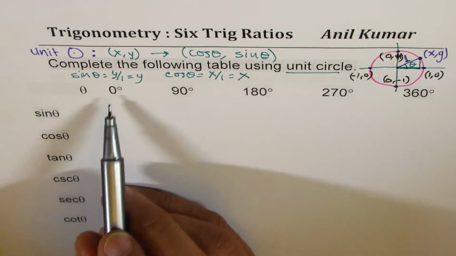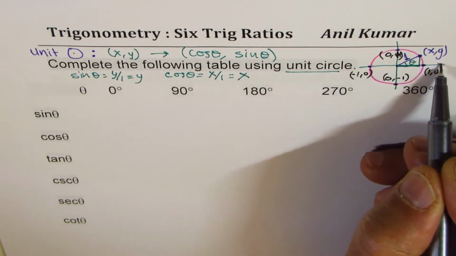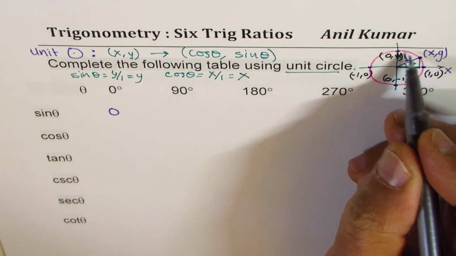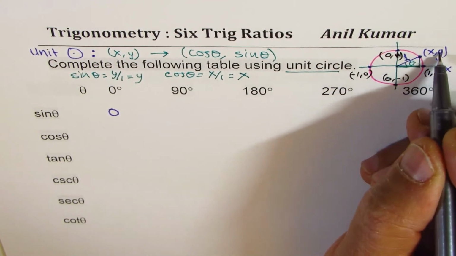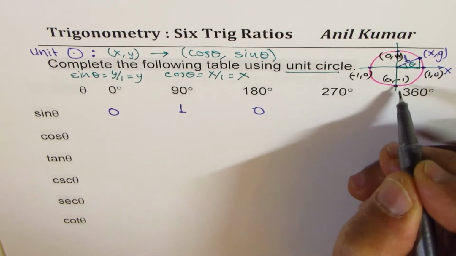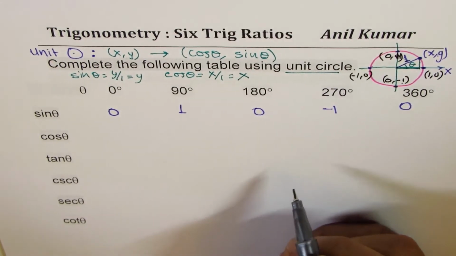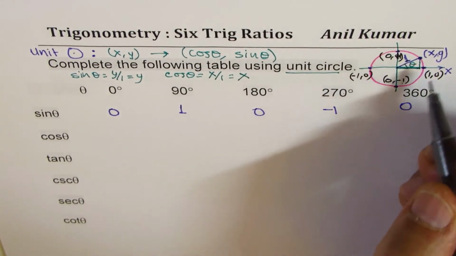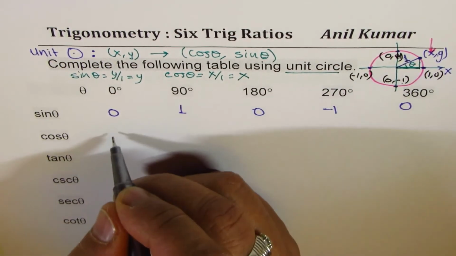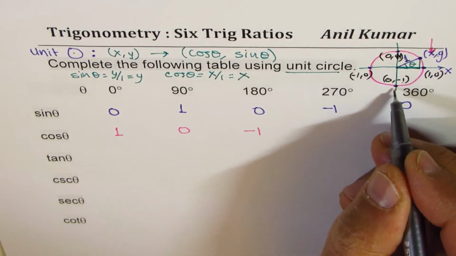So let's begin. Sine theta for 0 means I'm looking at y value. The angle is 0 means it is along x-axis. So it is 0. So I fill this value as 0. At 90 degrees, look at y value. Y value will be 1. At 180 degrees, it is 0. At 270 degrees, it is minus 1. At 360 degrees, it is again 0. Perfect. Now let's look into the cosine value, which is the x value. So cos value here is 1. For 90, it is 0. For 180, it is minus 1. At 270, it is 0.